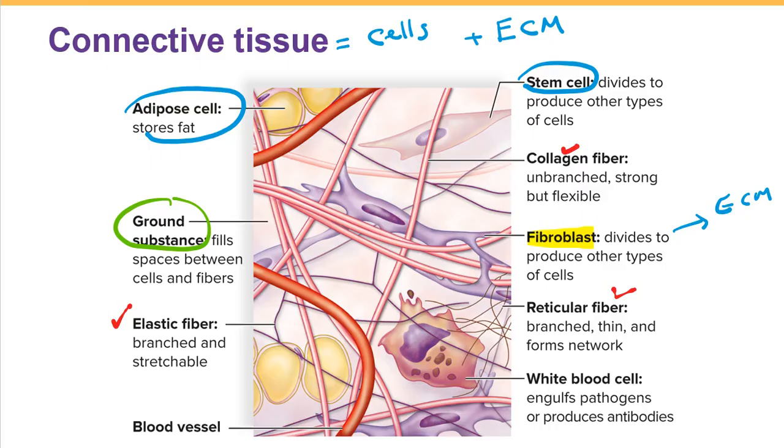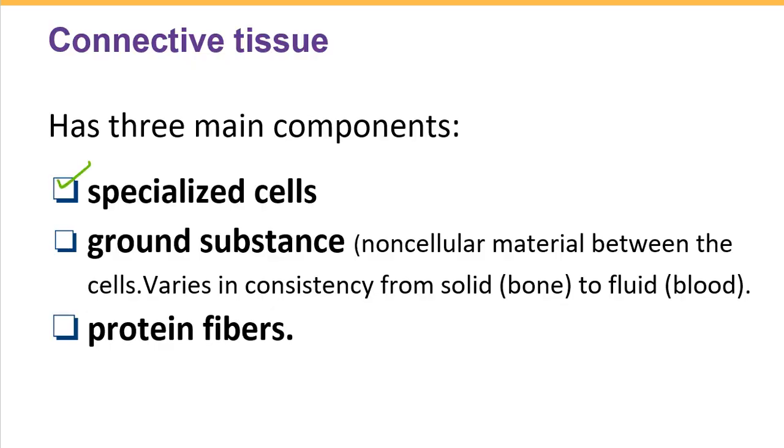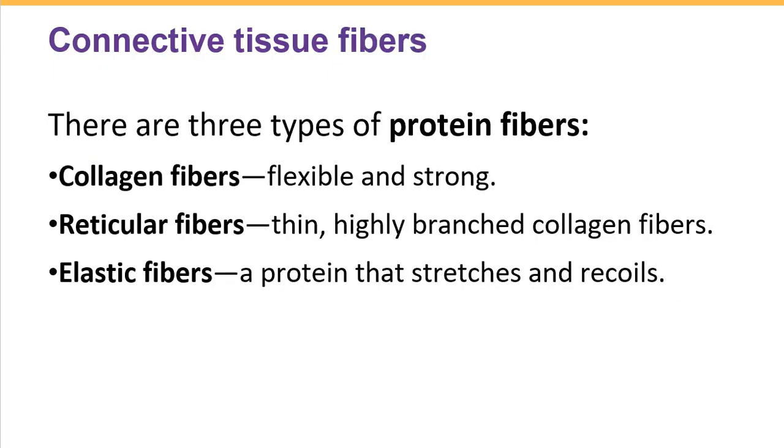So make sure you know connective tissue is composed of cells, ground substance, and fibers. Specialized cells include fibroblasts, adipose cells or fat cells, and stem cells. We talked about the ground substance, which is non-cellular material found between the cells and fibers, and also protein fibers. We divided protein fibers into collagen fibers, the strongest type of fiber in our body, reticular fibers, which are thin and highly branched collagen fibers but not as strong as collagen fibers, and elastic fibers, which can stretch and recoil.